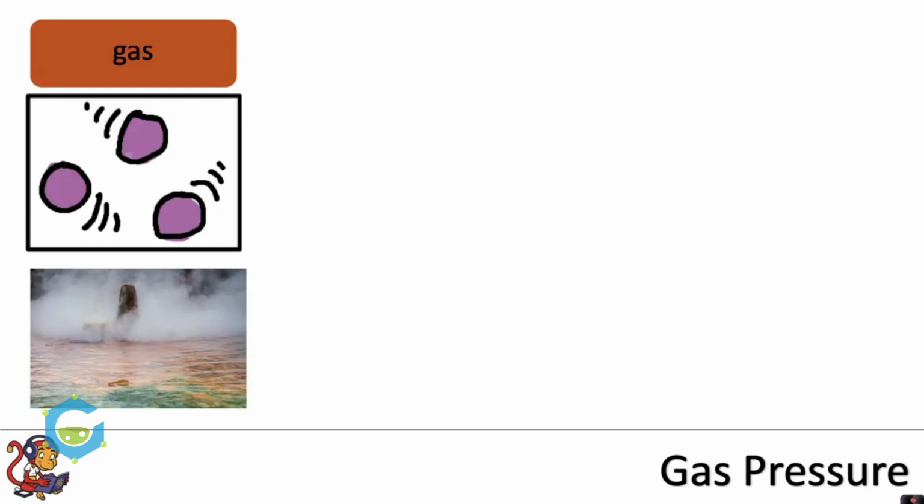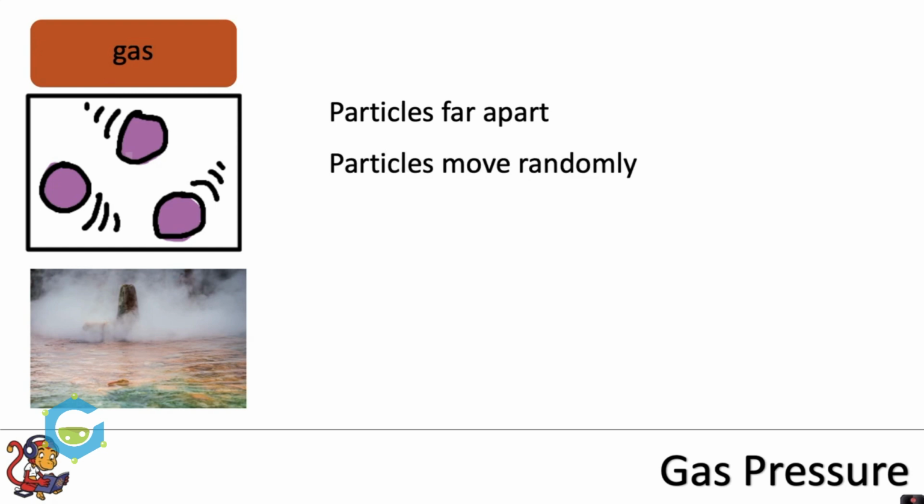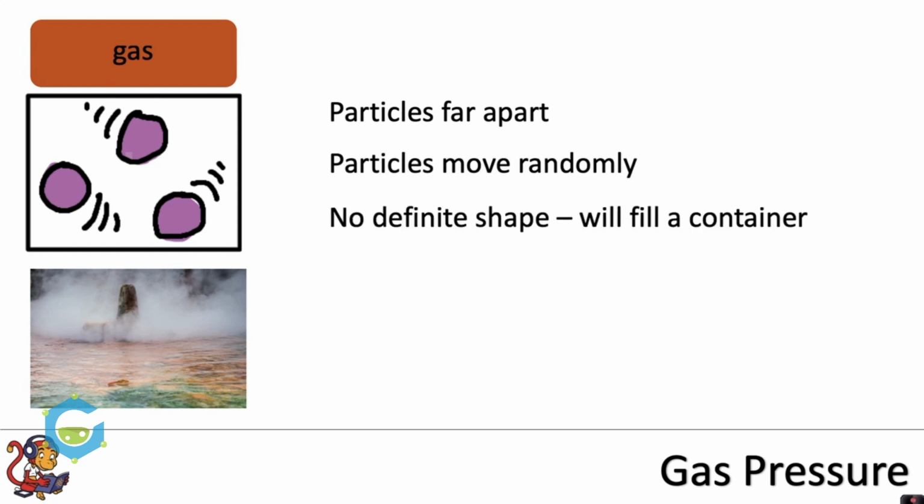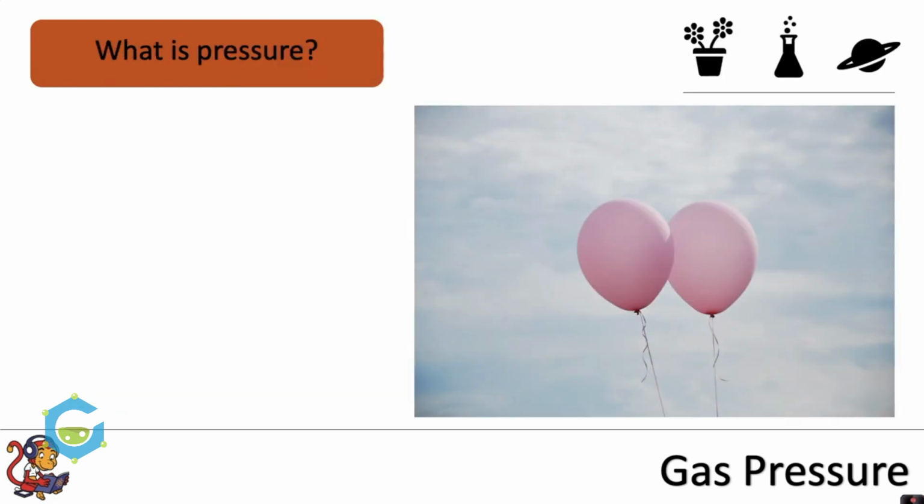If we remember the particle model for a gas, the particles are far apart, the particles move randomly, a gas has no definite shape, so it will fill a container, and there are very weak forces between the particles. So how does that link to pressure?